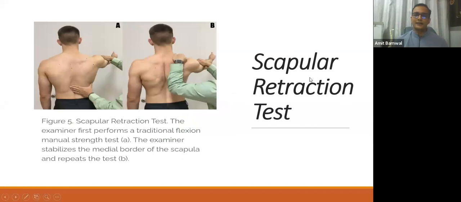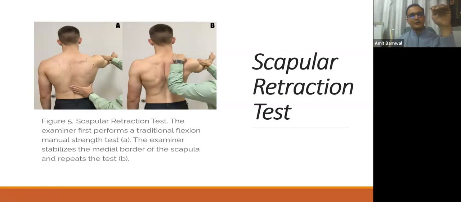There is another test, like the scapular retraction test. We just ask the patient to perform elevation of the arm and try to keep a hand below the scapula. While performing, we see whether they complain of pain or not, or whether we can find any malalignment.